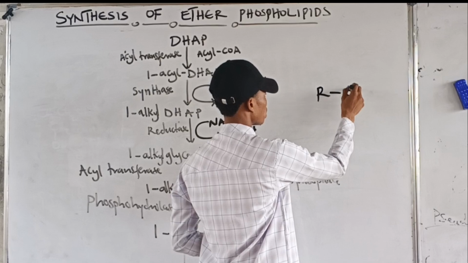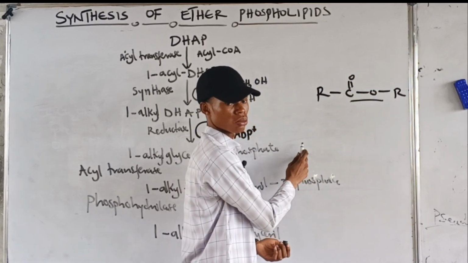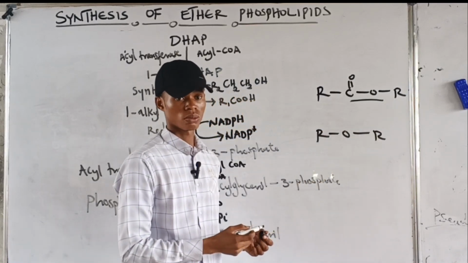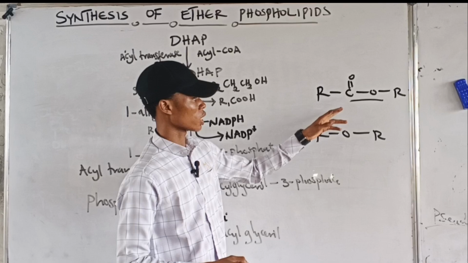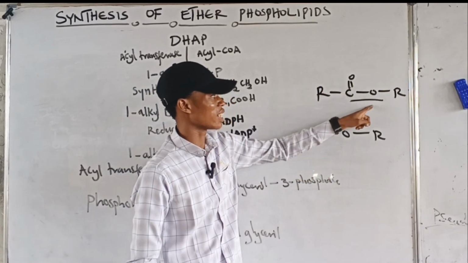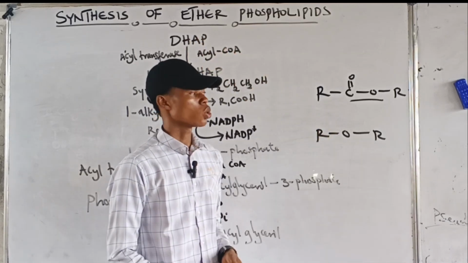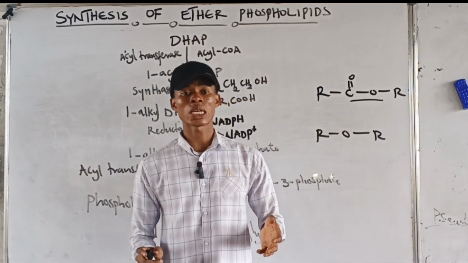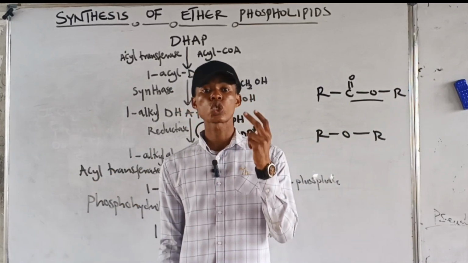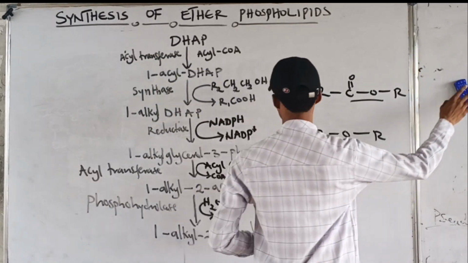If you have something like this, it is an ester linkage. But if you have something like this, it is an ether linkage. So this is the ether functional group and this is the ester functional group. So all the glycerophospholipids have this ester linkage. But ether phospholipids, this is what they have. So the ether phospholipids we are going to be synthesizing are plasmalogen and platelet activating factor. Those are the two ether phospholipids we are going to be synthesizing.